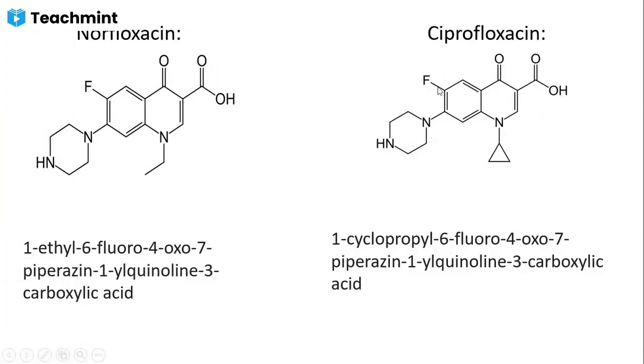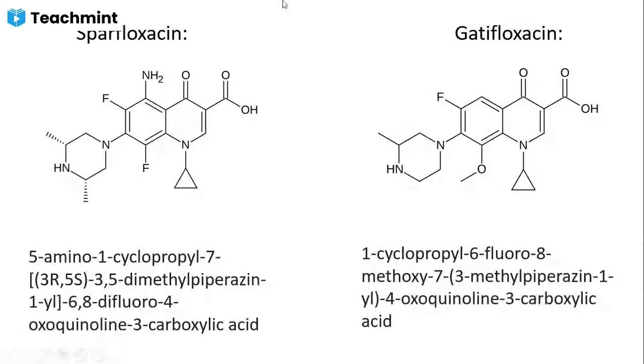Again, the piperazine ring is there, carboxylic acid is there, fluorine group is there. So instead of starting with the 1 ethyl, we'll start with the 1 cyclopropyl, and the remaining portion is the same. So this is the norfloxacin and the ciprofloxacin. Now the next one is the sparfloxacin.